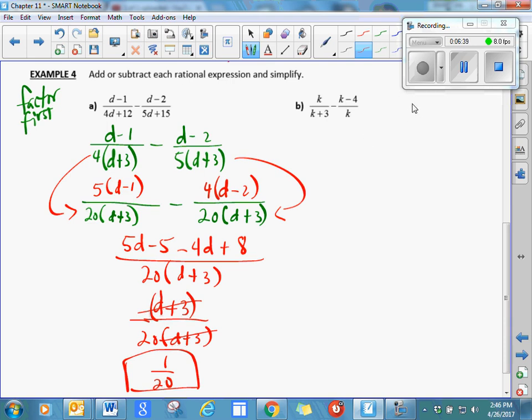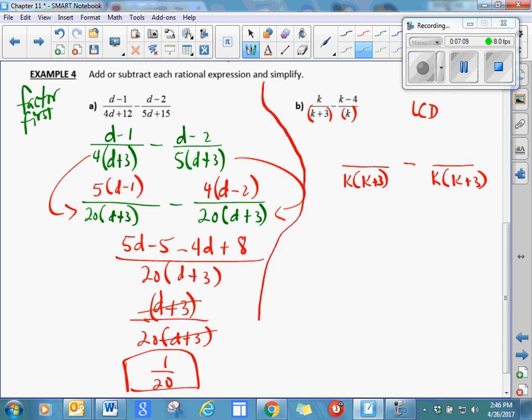So, LCD, we need the k plus 3, and we need a single k. This single k, you cannot say that this single k right here is part of this k right here. This plus 3 is attached to this k. You can't split him out. So your lowest common denominator is going to be k times k plus 3.